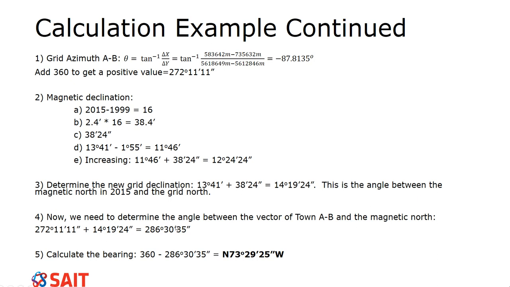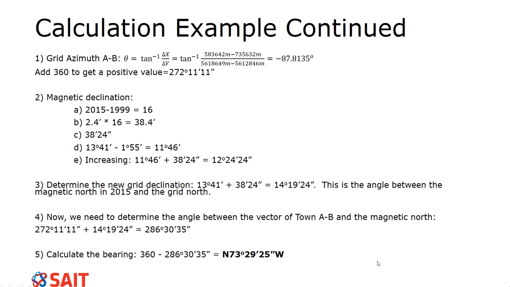So we're going to add that, and we end up with 286 degrees 30 minutes 35 seconds. And then we need to calculate the bearing. So we're going to take 360 minus that, and we know that it's in the north quadrant. It's 73 degrees 29 minutes 25 seconds from the north line and west. Okay, so this is my bearing.